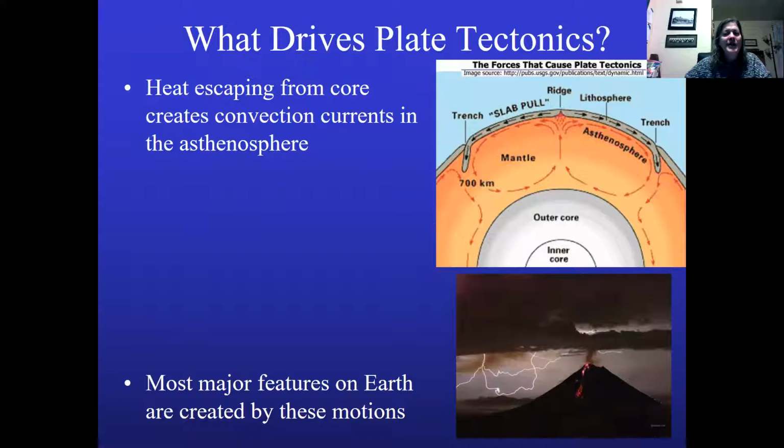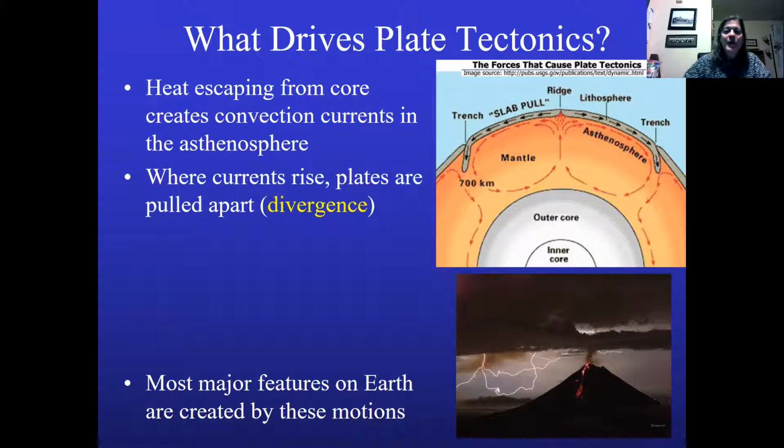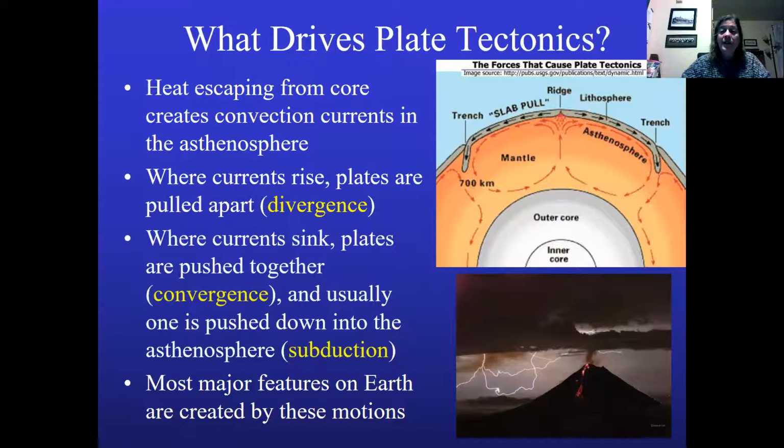All right, so again, we talked about this a little bit, but what drives it? The heat escaping from the core is trying to get out. Convection currents are the most efficient way to do that. They're not as neat as these nice little circles you see in the diagram. They're much more complex than that, but it gives you the general idea. Where those currents rise, you're going to get the plates pulled apart and you're going to get divergence. Where they sink, you're going to get the plates coming together, and that's called convergence.